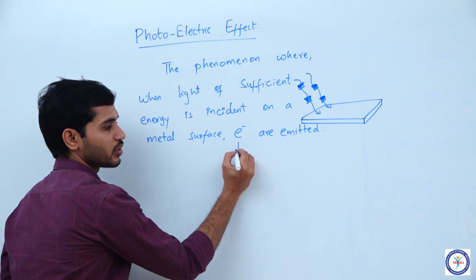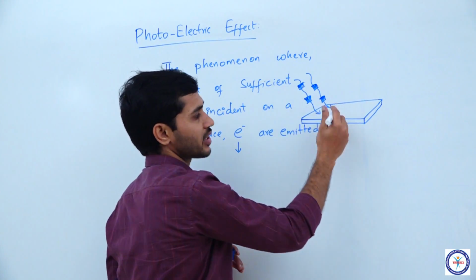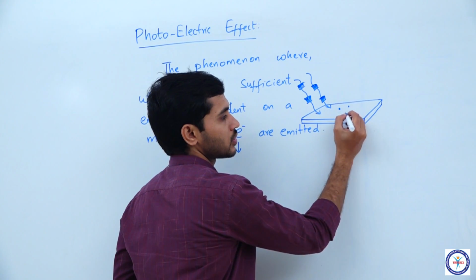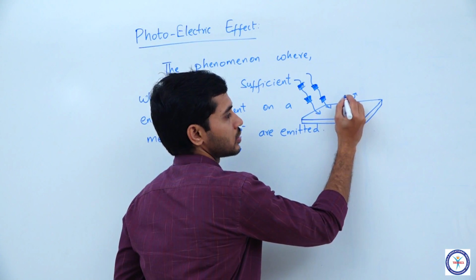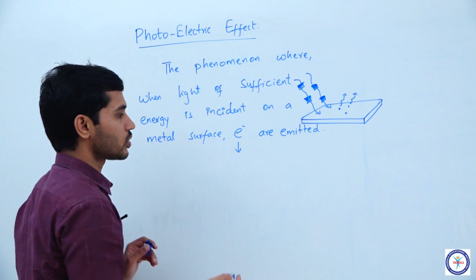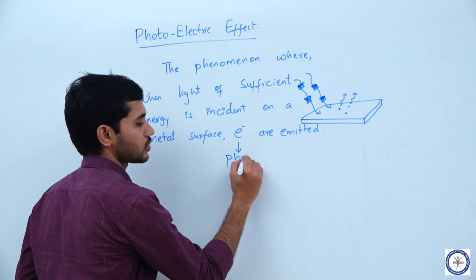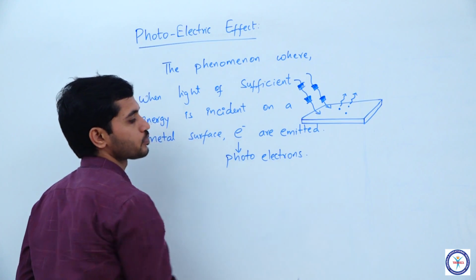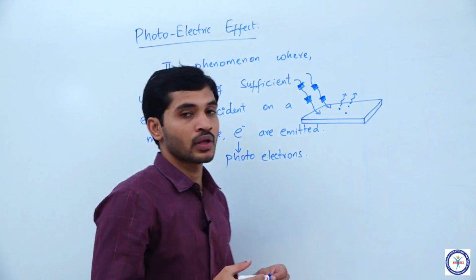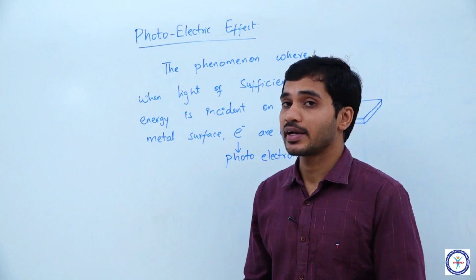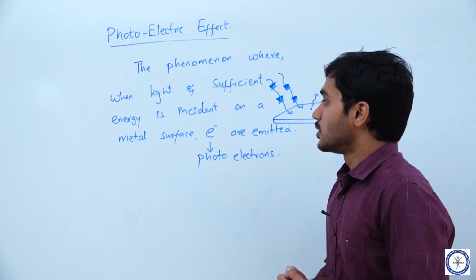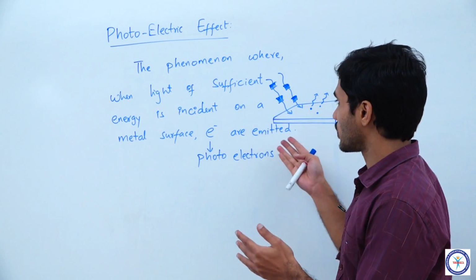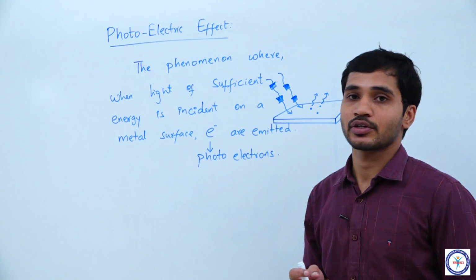And these electrons which are emitted during this process, when this light strikes, these photons strike the metal surface, some electrons come out, and these electrons which come out are called photoelectrons. Okay. So this is the basic idea of photoelectric effect. Now let's understand how this happens and what happens when photons strike an electron.